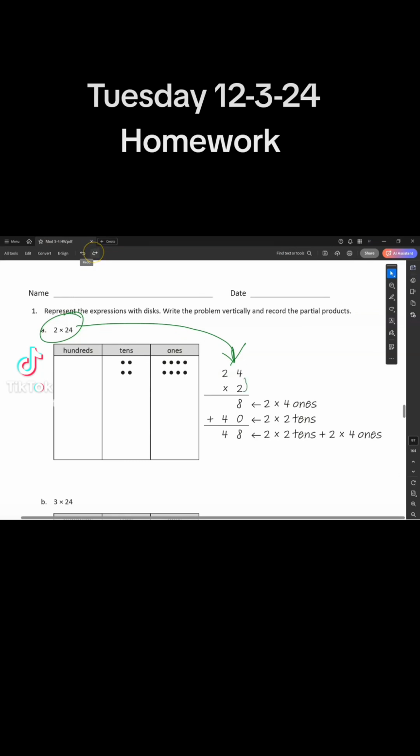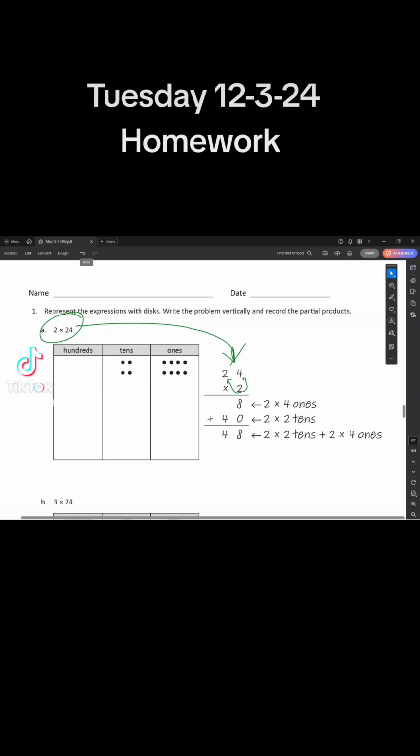So first I'm going to multiply the ones place. I'm going to multiply 2 times 4 ones. Why 4 ones? Because it's in the ones place. Next, I'm going to multiply the tens place. 2 times 2 tens is 40. Why? Because 2 tens is the same thing as 20. Or I could do 2 times 2 is 4, and since I'm multiplying tens, I just add a 0. Add them together and I get 48.